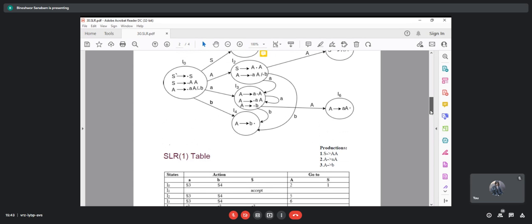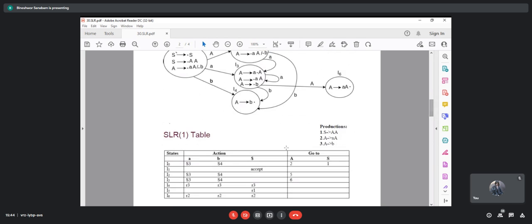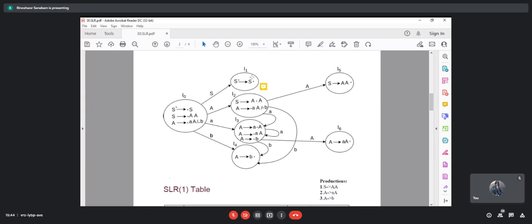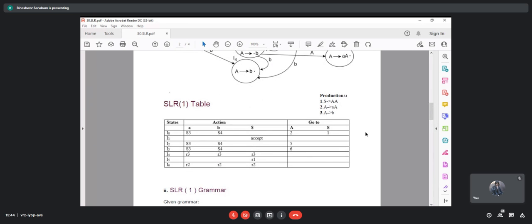Similarly, if we consider I1, there is no other goto from here, so nothing has to be placed. But as there is nothing, we have this dollar where we can have a special one, that is accept. Wherever you find this augmented grammar, so here we just place our accept.